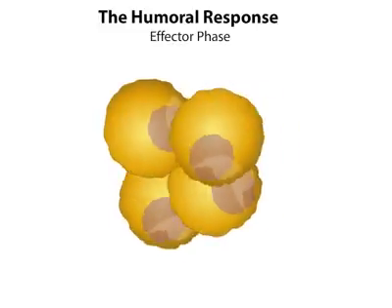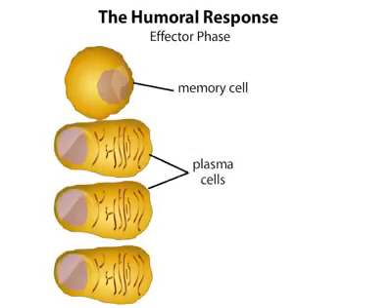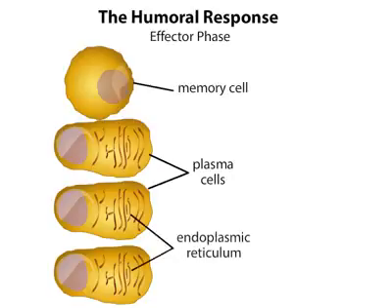The resulting B cells develop into either long-lived memory cells or into antibody-secreting plasma cells. Plasma cells have extensive endoplasmic reticulum and numerous ribosomes. Plasma cells are essentially antibody factories.